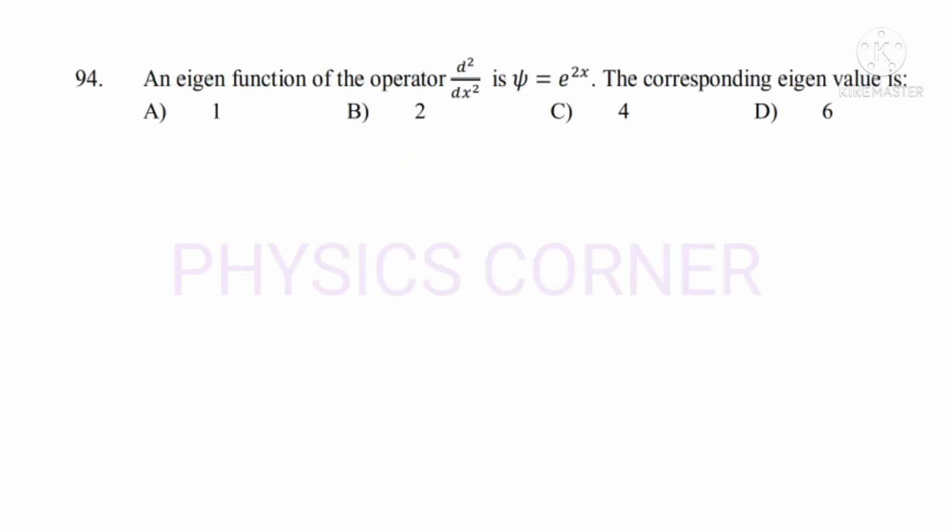Okay, so the last question for this video: an eigenfunction of the operator d square by dx square is psi equal to e raised to 2x. The corresponding eigenvalue is 1, 2, 4, or 6. Okay, let's see.